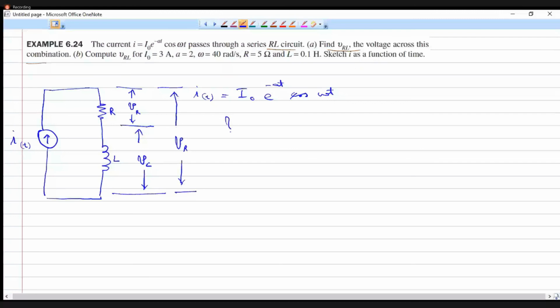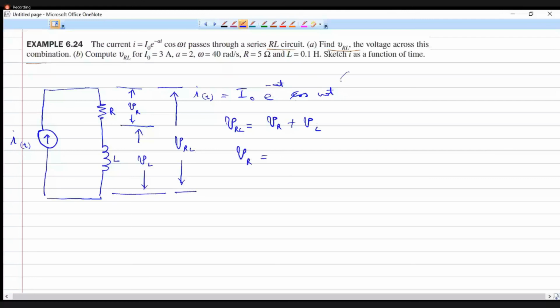So what is VRL? It's the total voltage, right? If you find what is VR and what is VL, you can add them up to find out what is VRL. So this is the question. So we have to find out what is the voltage across the resistor.